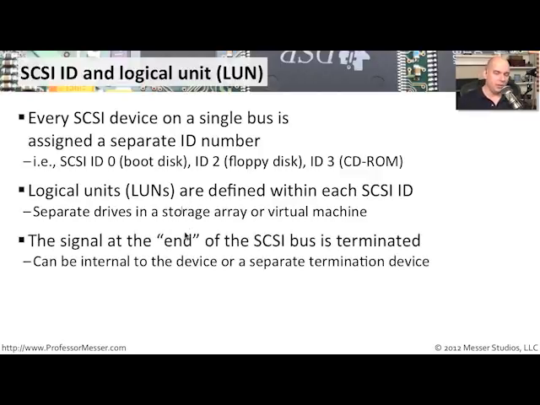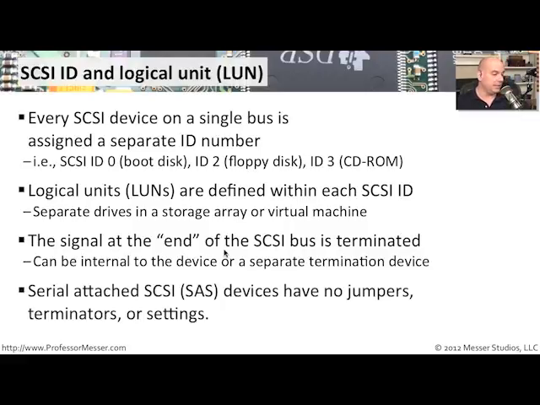As I mentioned earlier, the signal that is at the very end of the SCSI bus has to be terminated. There might be a physical terminator, or it might be a termination functionality that's built into the hardware itself. If you ever see what we call SCSI attached devices that are serial attached SCSI, they don't have jumpers, they don't have terminators, they don't have settings. A lot of the more modern storage devices that we are plugging in over something called serial attached SCSI are completely automated in the way that they configure themselves on that SCSI bus.